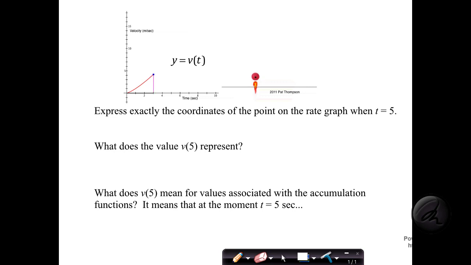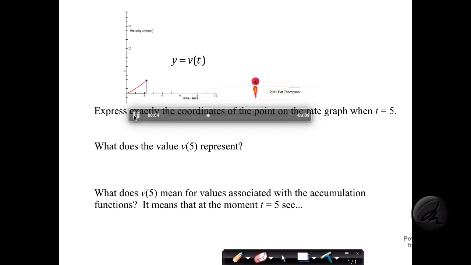All right, so how could I express exactly, not making an estimate based on what it looks like from a distance, the coordinates of the point, the correspondence pair of the point in this graph when t equals 5? So first part would be 5. What could I say about the second part? What would the corresponding part be if I want to state it exactly somehow? Yeah, 5 comma v of 5. So 5 for the independent part, comma, I could maybe make a numerical guess about this, but v of 5 would say it precisely.